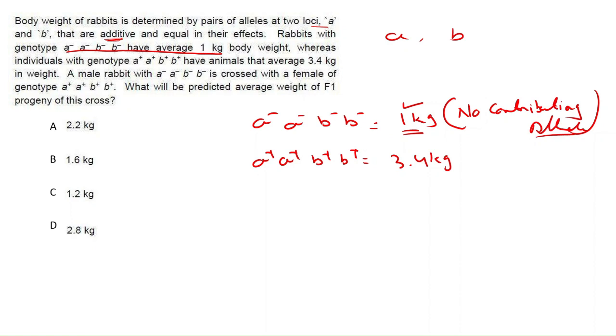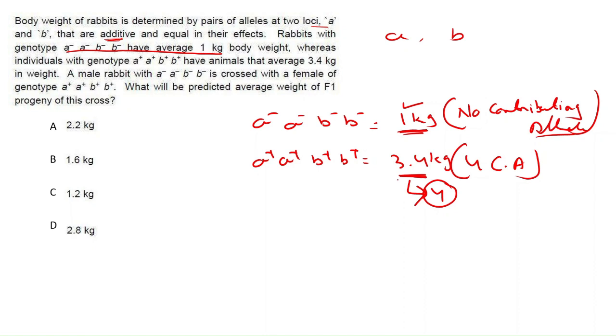Here, the contributing alleles are 4. So there are 4 contributing alleles here, which means all the alleles are present. When all the alleles are present, the maximum body weight can be 3.4 kg, and the minimum body weight of the rabbit can be 1 kg only. So this 3.4 kg happened because of the contribution of how many alleles? 4 alleles. The 4 alleles individually contribute their effect so that the rabbit became 3.4 kg.